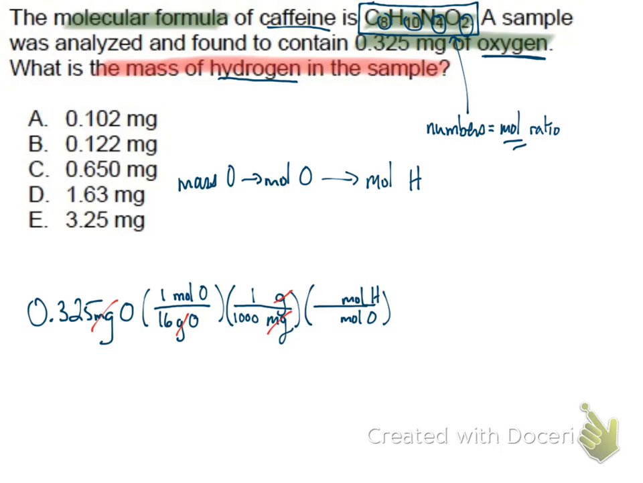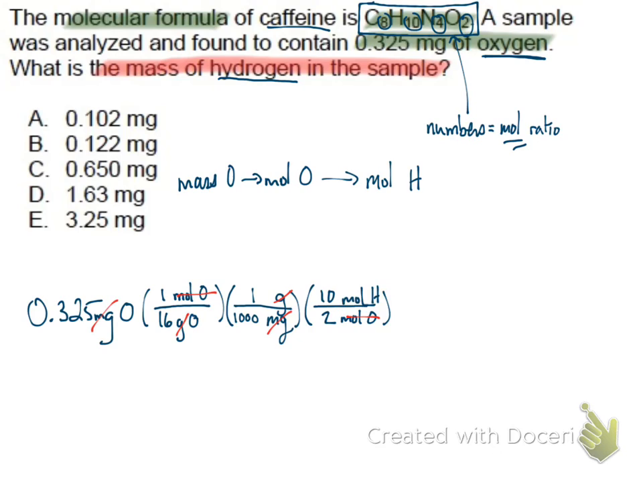Then we just look at our chemical formula and we directly read off what the relationship is. From here we see that there are 2 moles of oxygen for every 10 moles of hydrogen. And so we put a 2 next to the moles of oxygen, and a 10 next to the moles of hydrogen. Now we can cancel out moles of oxygen and moles of oxygen, and we're left in units of moles of hydrogen.